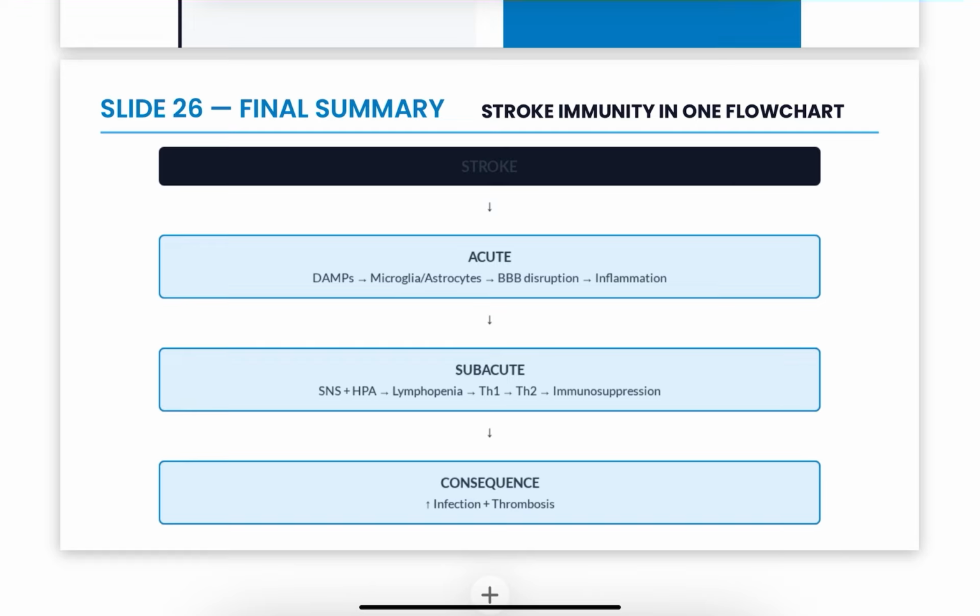We need to remember also that stroke will not give me only one immune response. It is dynamic, okay? It will give me a multi-phase cascade. First activation, and then the suppression, and then the chronic inflammation. And the most important thing to note is that the immune response could either be protective or it could be harmful. So it's very important to understand these concepts.